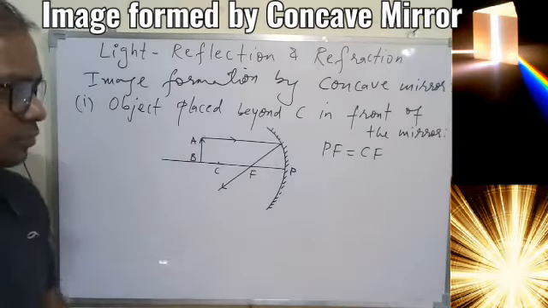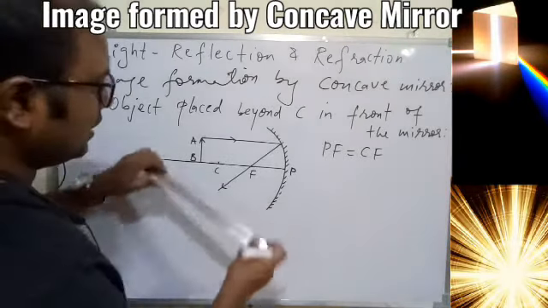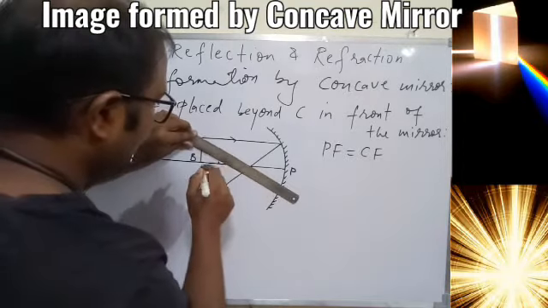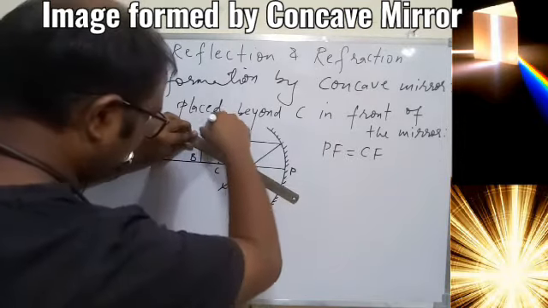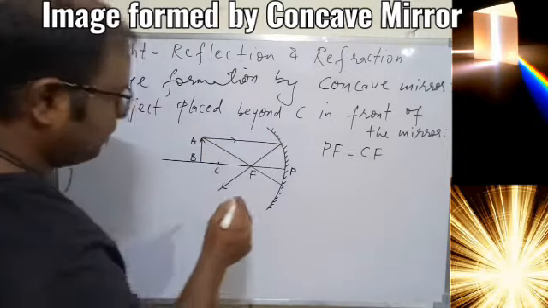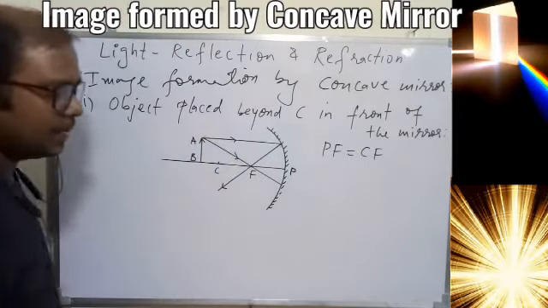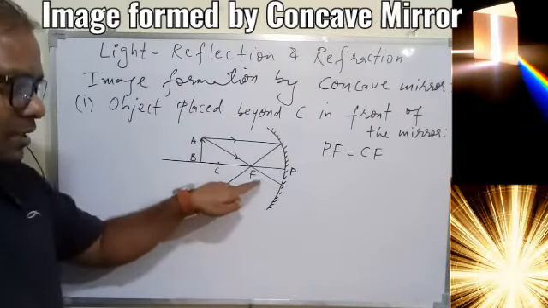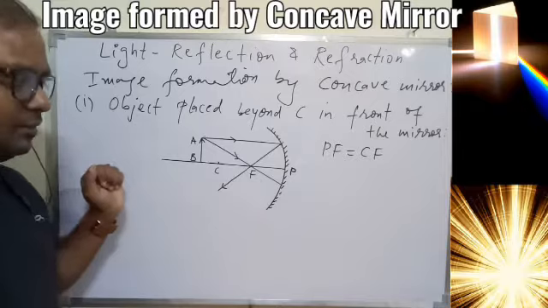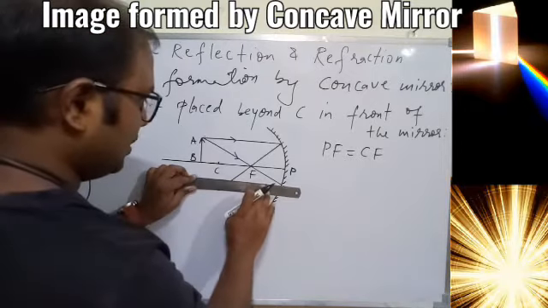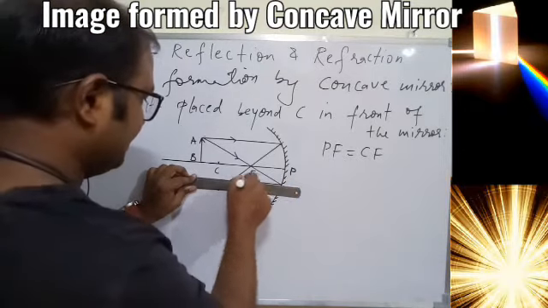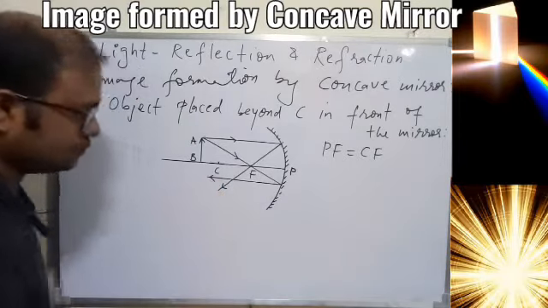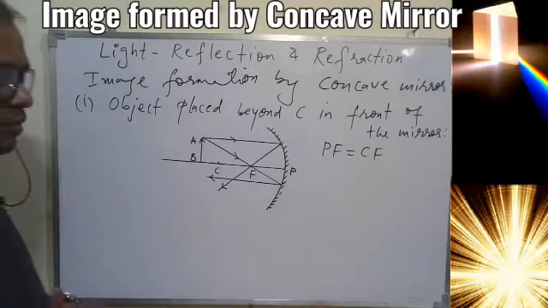Now we can apply any other rule. Second rule: we know that if a ray of light is passing through F, what will happen to this? We always try to apply the rule which is helping us the most. If this ray is passing through F, it will reflect from the mirror such that it will come out parallel to the principal axis. So this ray will come parallel to the principal axis. Again you have to take care, rays should be parallel. I may not be that perfect on the board.